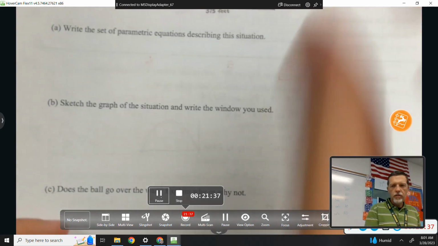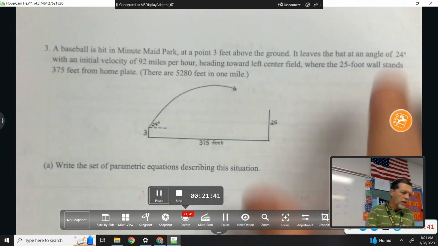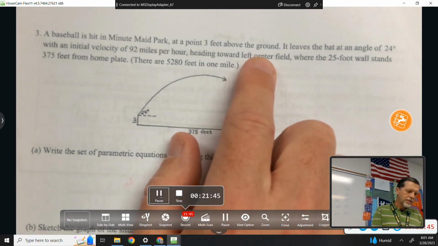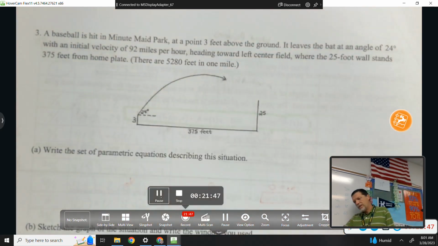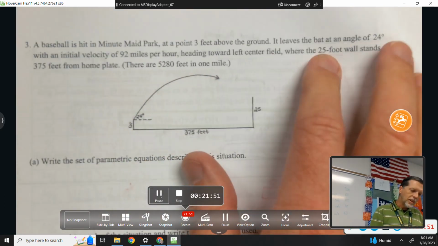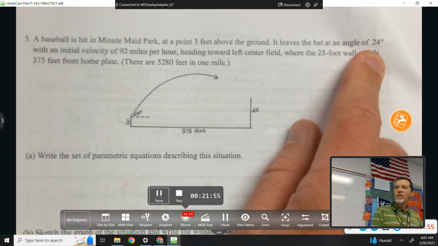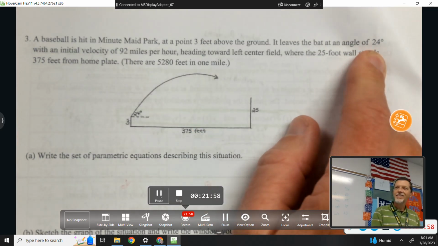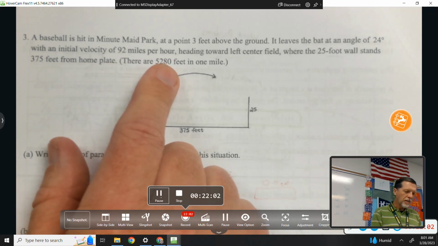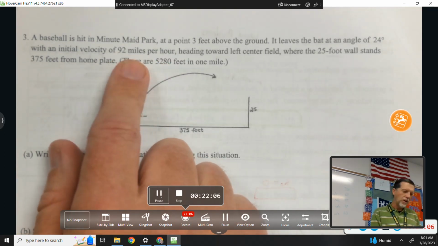All right, flip it over to the back. This is a fun problem here. A baseball is hit in Minute Maid Park at a point 3 feet above the ground, right? Because that's about 3 foot high off the ground where the ball comes in. It leaves the bat at an angle of 24 degrees, launch angle, right, Cole? With an initial velocity of 92 miles per hour. So that's not like a Yordan Alvarez smoked ball, but that's hit pretty hard.